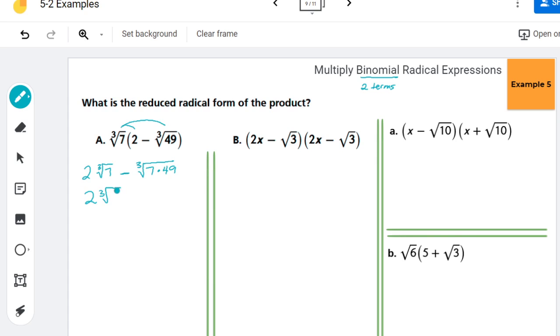Now recall, 49 is the same thing as 7 times 7. So this is the cube root of 7 times 7 times 7. And this index of 3 is saying that it takes 3 of a kind to remove that number from the radical. So because I have 3 7s there, I can remove it from the radical. And so this would be my solution.